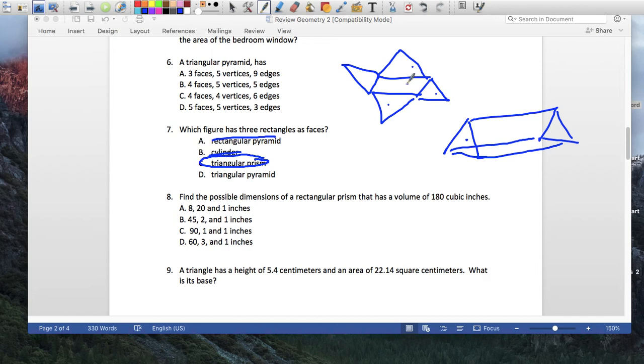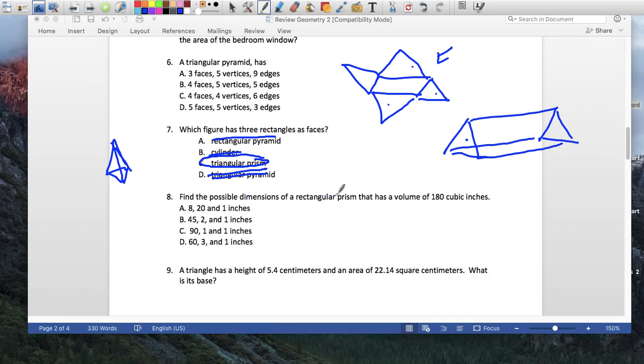Not a pyramid, because a pyramid would be this one right here. Sorry, this would be the rectangular pyramid. A triangular pyramid would be a triangle at the bottom, with a triangle on 3 faces here. So definitely not here, because we're looking for rectangles, and the only one that has rectangles is this one.